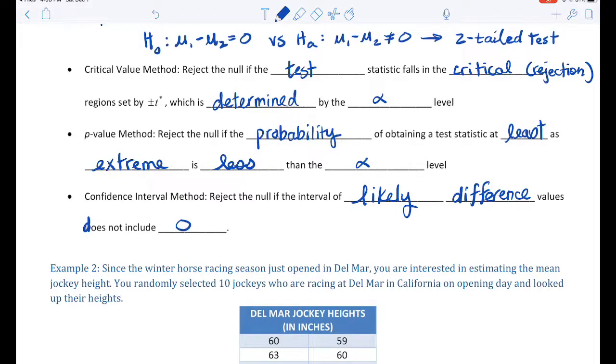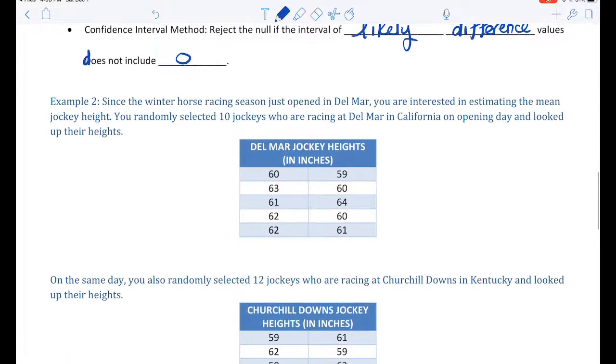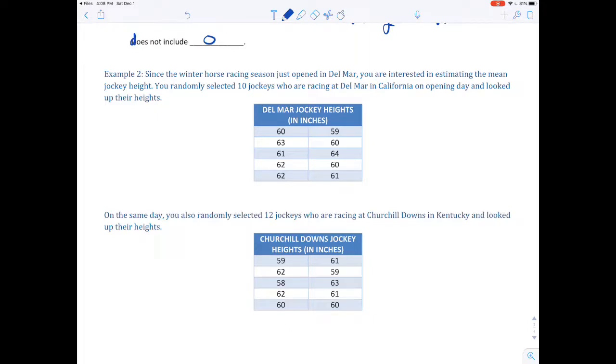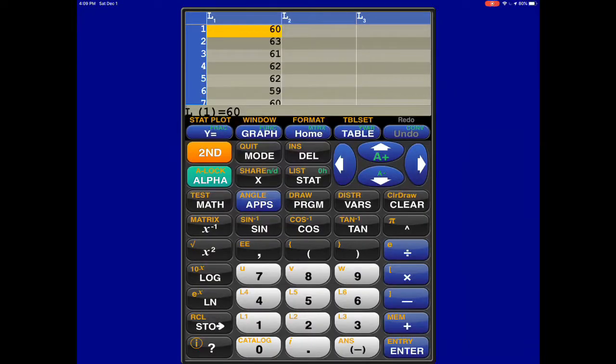All right? Okay, so let's look at an example. We'll come back to the racetrack. This is, I think, the same sample I used in the last video, so you may remember it. If not, that's fine. We'll be looking at it again. And here's another sample from Churchill Downs. I've entered in the first list already, and under list 2, we'll enter in the second data list, the jockey heights from Churchill Downs. I'm just entering them in, so you can go ahead and do that too, and have fun.